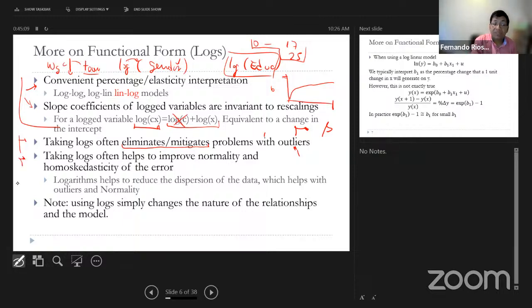The other reason, a technical one, but again not something that you need to do, is that taking logs also helps to improve the normality of the data and the homoscedasticity property of the error. Question: why is it that we care about normality and homoscedasticity on the errors?